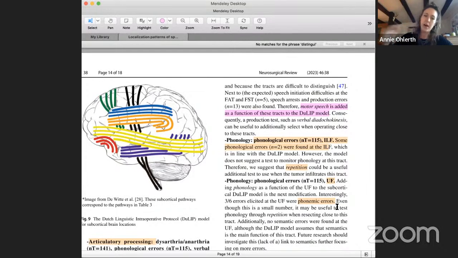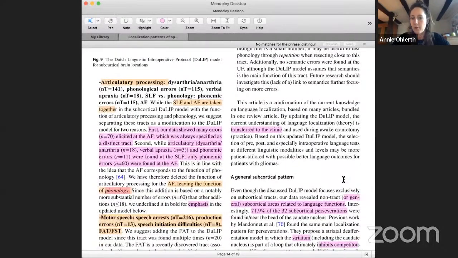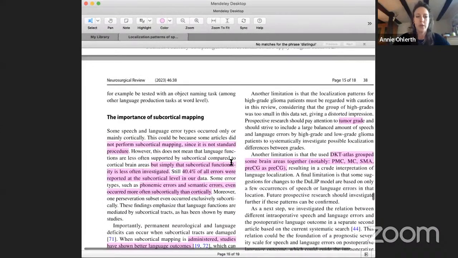They have a rather arbitrary cutoff from my point of view, where they say, okay, this amount of errors lets us conclude that this task also belongs to the tract and is therefore worth testing in the OR. So the ILF for phonological processing as well, and the same for the UF. They point out once more that this is important for being used in the clinic.